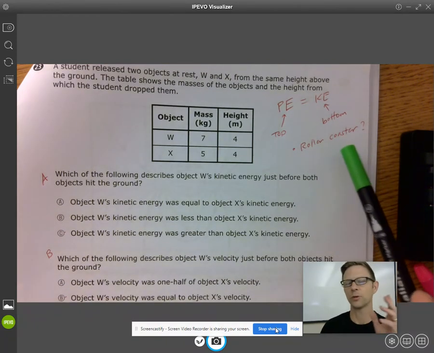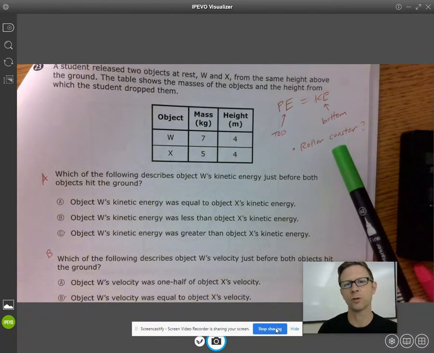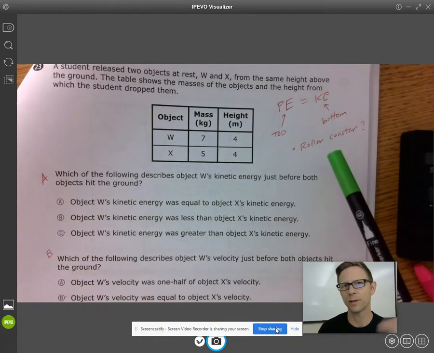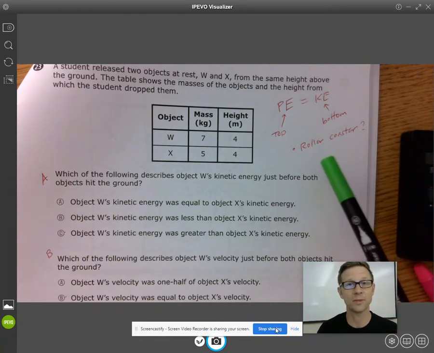And I put roller coaster because you're often going to see roller coaster situations where you have something moving through like a curving path. It doesn't have to be an object that was dropped.